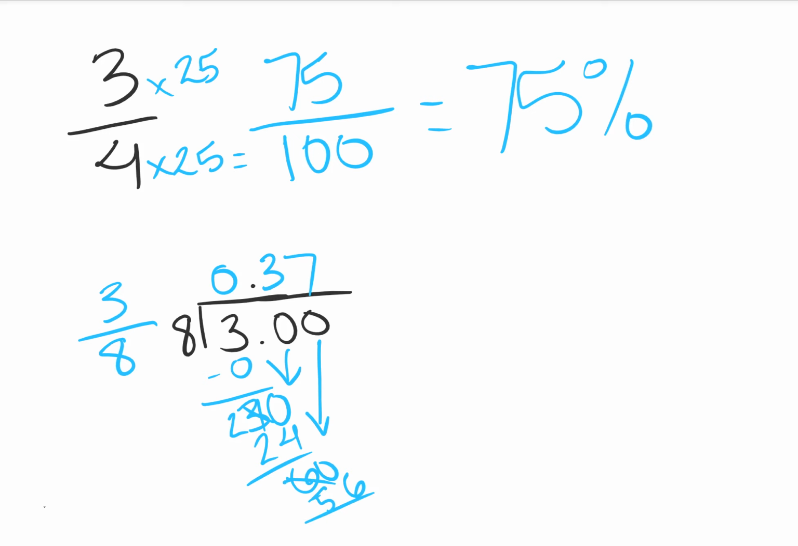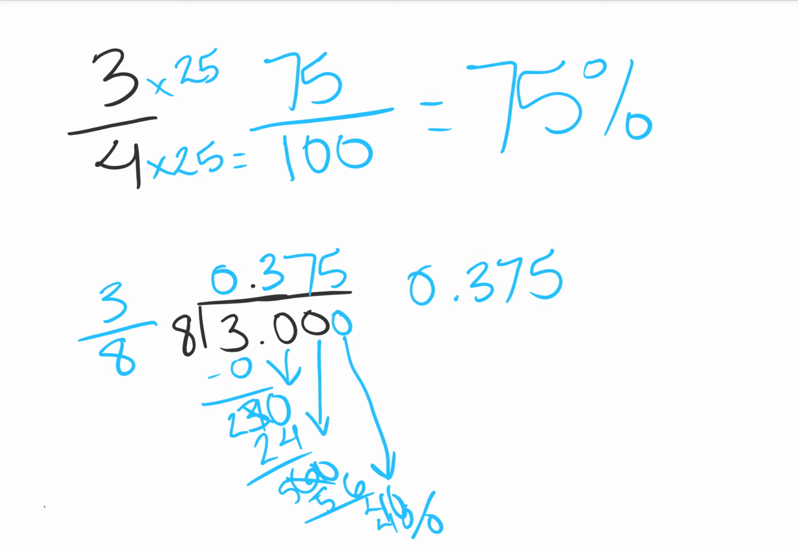Sorry, it's going sideways, I'm running out of room. Now we need to add one more 0. Bring it down. 8 goes into 40 5 times. Oh no, running out of room. Now we have our decimal, 0.375.